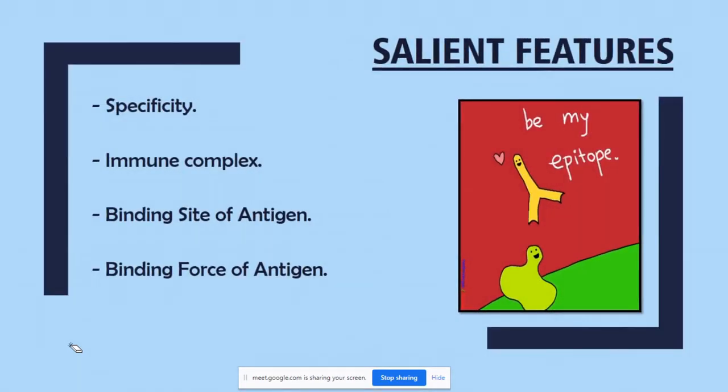Let us first understand the features of antigen antibody reaction. The first and foremost important feature is specificity. Then comes the immune complex, then the epitope, as you all said, the binding site of antigen, then the binding site of antibody, and then the binding force of antigen. We will go through them one by one.